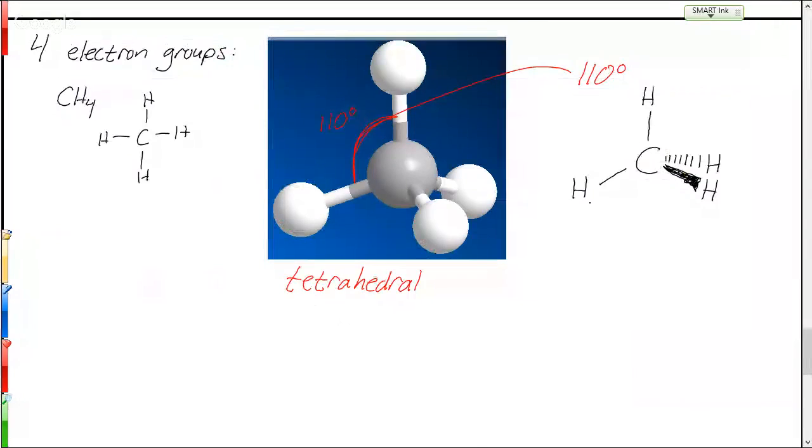One coming forward and one coming away. So we call this dash wedge notation, or the dash wedge structure.